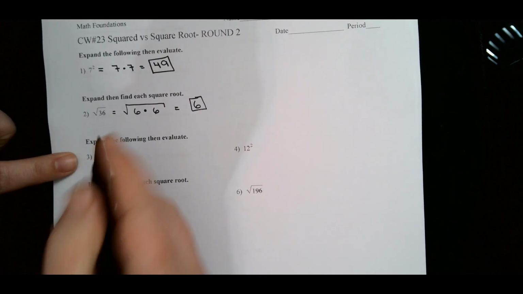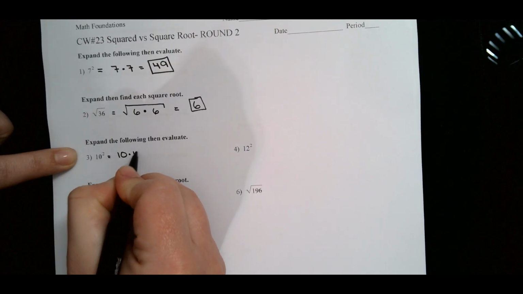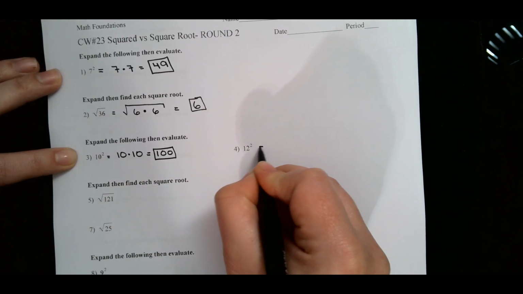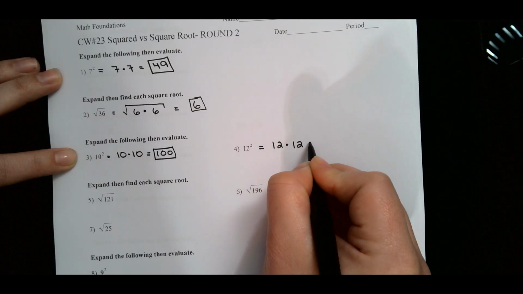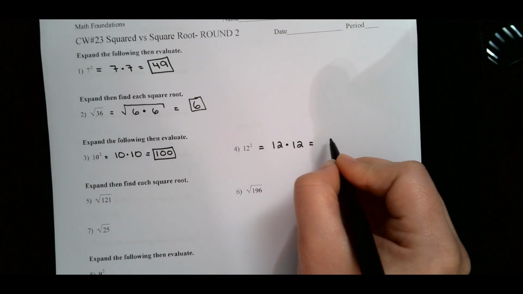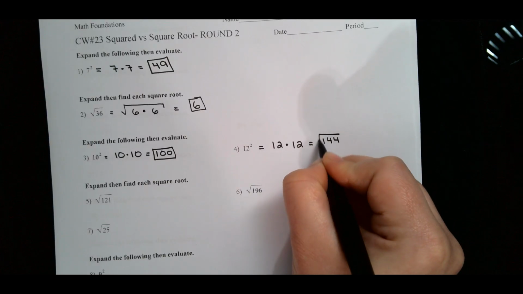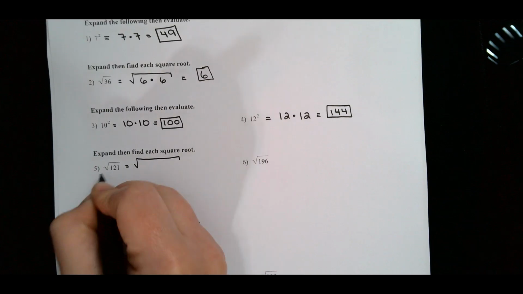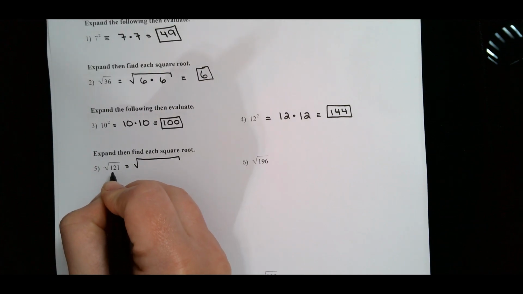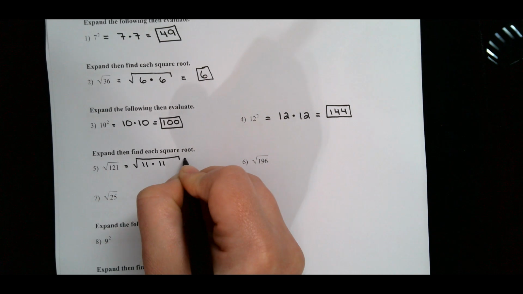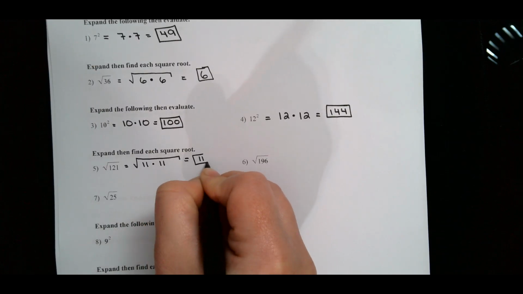Again, if you see a squared, expand, multiply, write me an answer. Expand, multiply, write me an answer. 12 times 12 is 144. When you see a square root, you're going to ask yourself, what number times what number gives you 121? And that gives me 11 times 11. So the square root of 121 is 11.